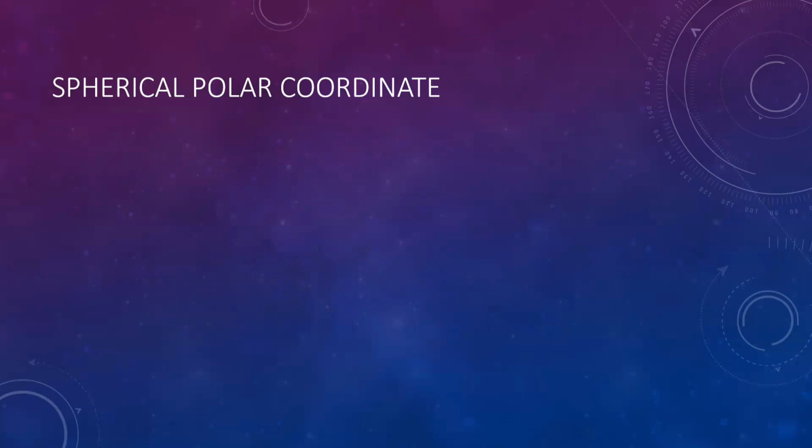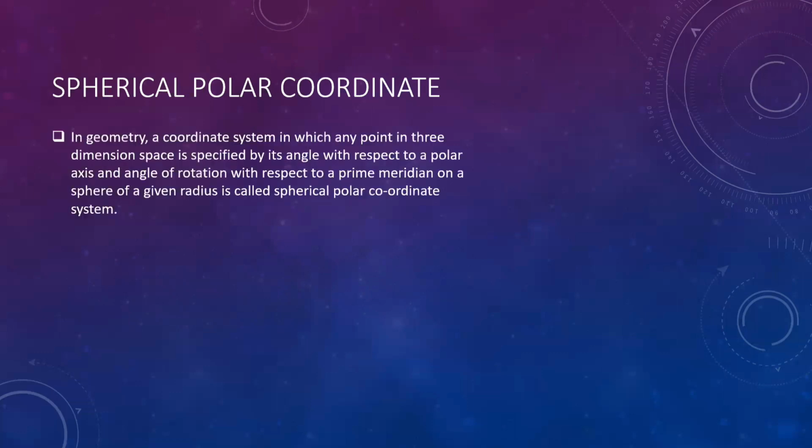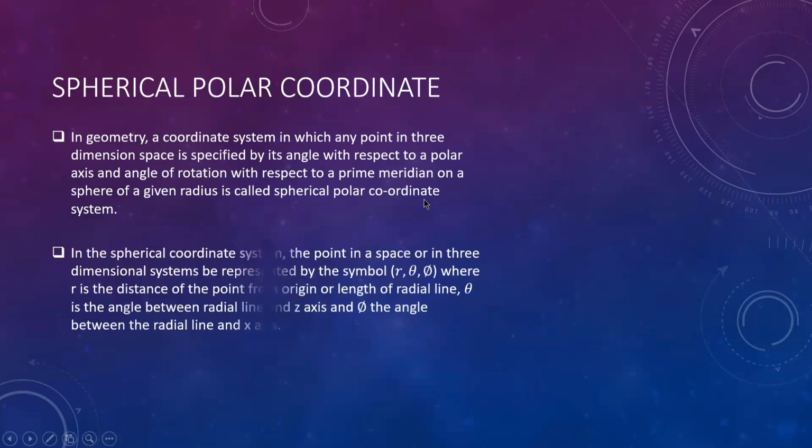My topics are spherical polar and cylindrical coordinates, change of axis, and transformation of coordinates. First of all, the spherical polar coordinate system. Here is the definition. In geometry, a coordinate system in which any point in three-dimensional space is specified by its angle with respect to a polar axis and angle of rotation with respect to a prime meridian on a sphere of a given radius is called a spherical polar coordinate system.